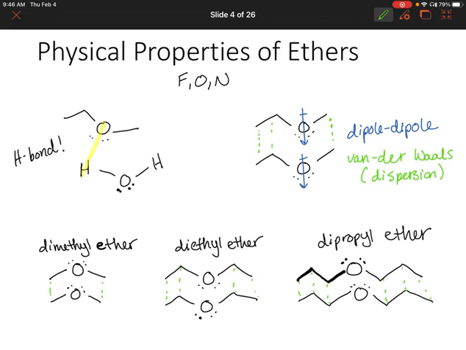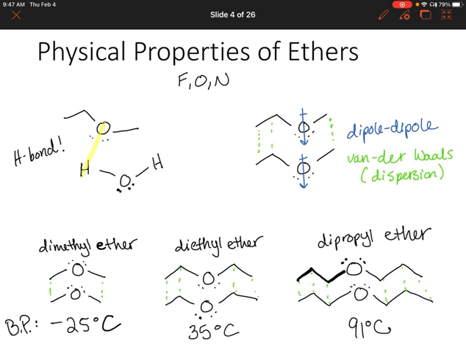So the interactions get stronger the more carbons we have. Dipropyl ether has a boiling point of 91 degrees Celsius. Diethyl ether has a boiling point of 35 degrees Celsius. And dimethyl ether has a boiling point of negative 25 degrees Celsius. So you can see the more carbons we have, the more interactions there are between the molecules, and the harder it is to break them apart. You need more and more heat in order to do that.